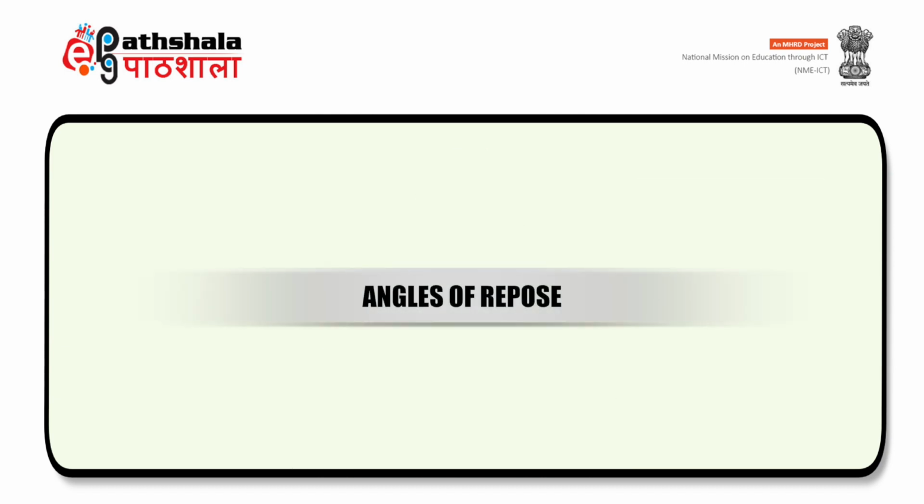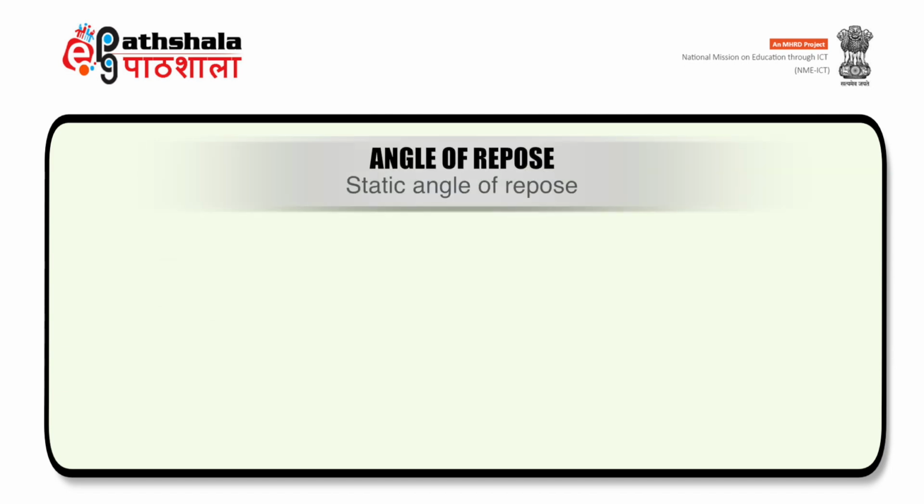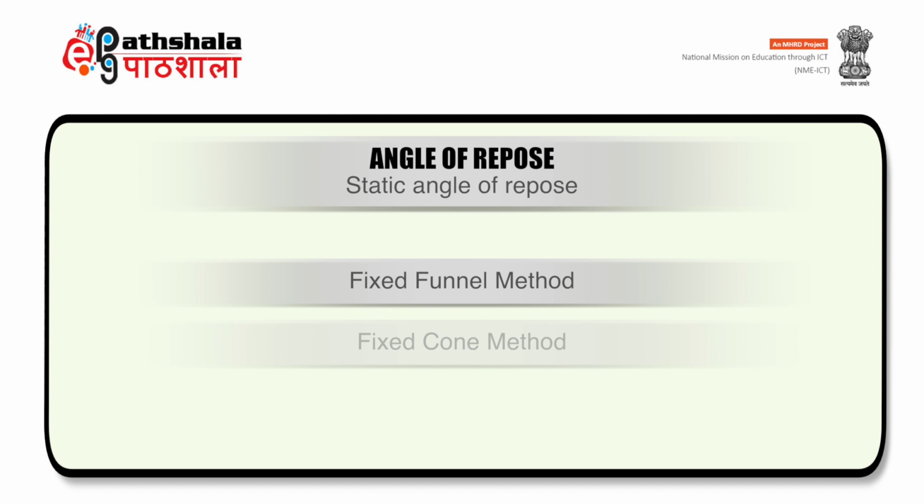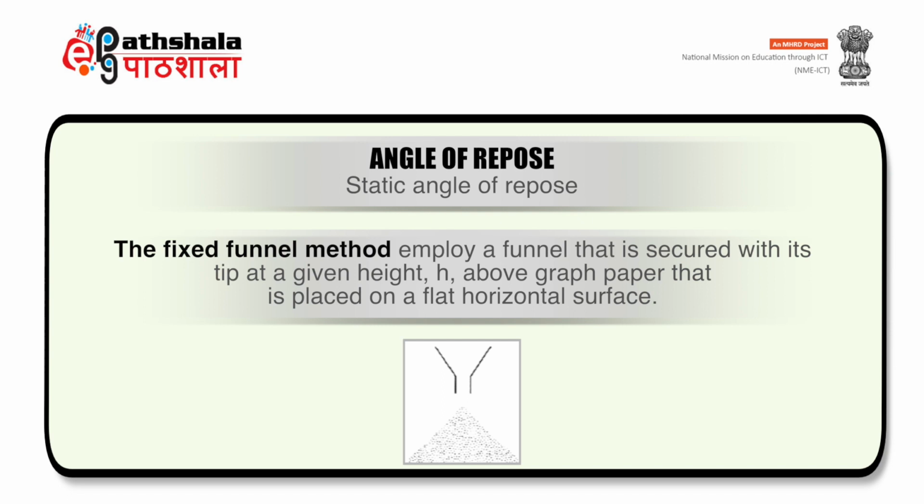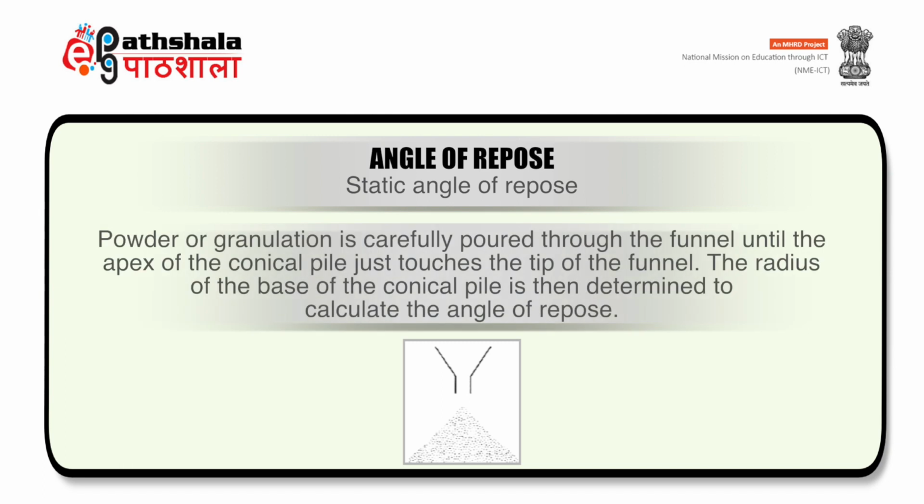There are two methods to determine angle of repose: static method and dynamic method. Static angle of repose has two procedures: the fixed funnel method and the fixed cone method. The fixed funnel method employs a funnel that is secured with its tip at a given height h above graph paper that is placed on a flat horizontal surface. Powder or granules are carefully poured through the funnel until the apex of the conical pile just touches the tip of the funnel. The radius of the base of the conical pile is then determined to calculate the angle of repose.